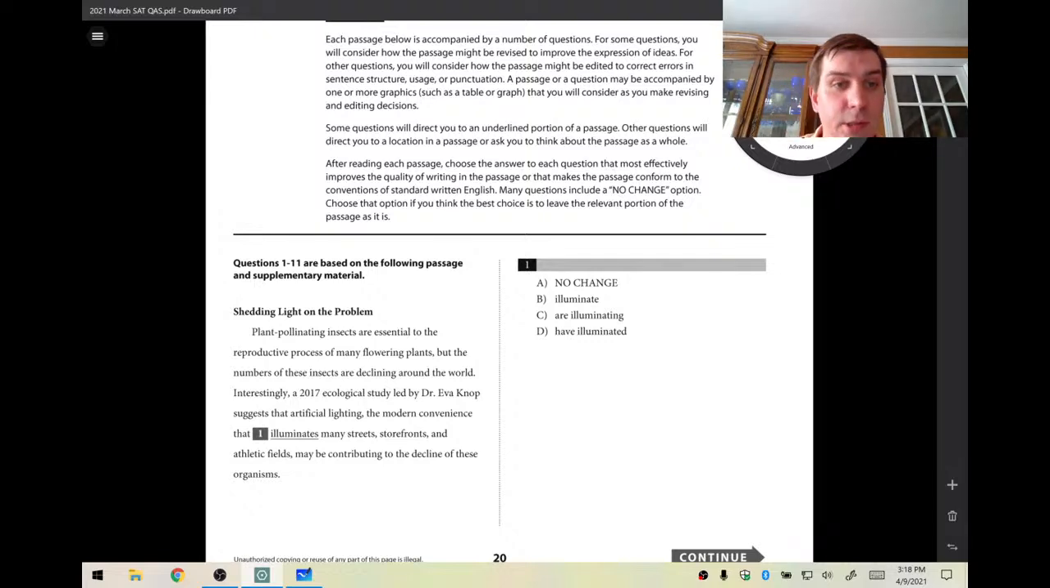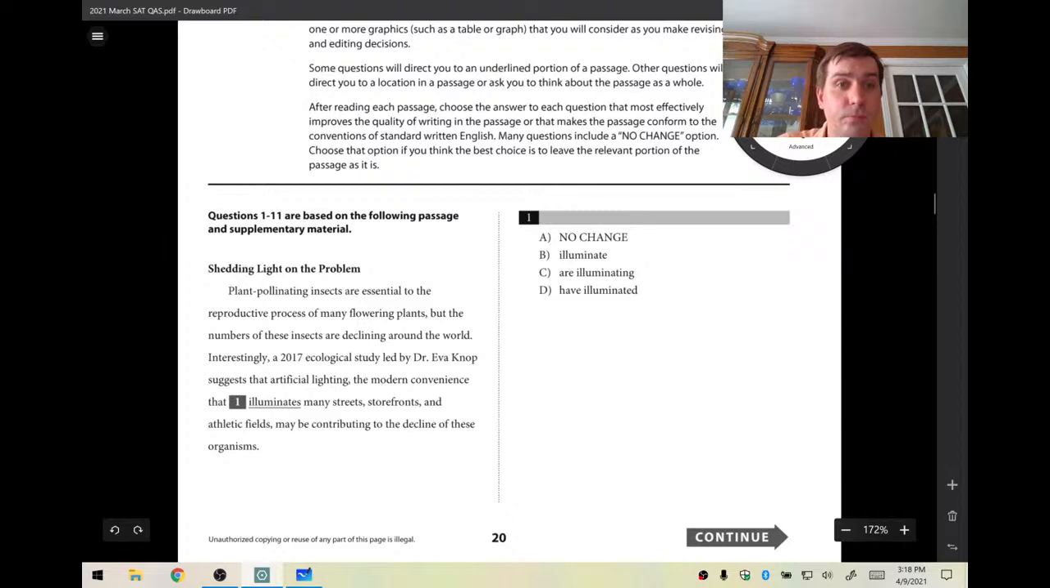All right, so I'm going to read the sentence. Here it says, "Interestingly, a 2017 ecological study led by Dr. Ava Knopp suggests that artificial lighting, the modern conveyance that illuminates many streets, storefronts, and athletic fields, may be contributing to the decline of these organisms." And we just have to conjugate this verb, and it actually was conjugated correctly. This one's actually a no change.